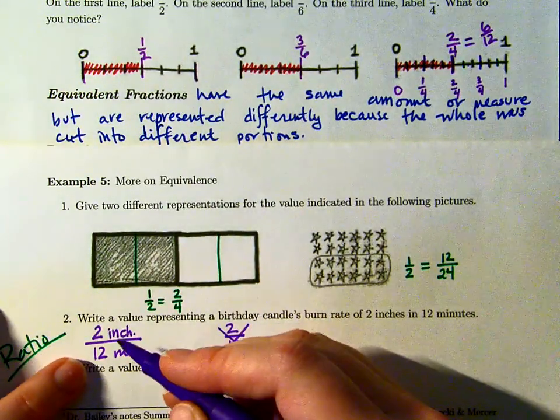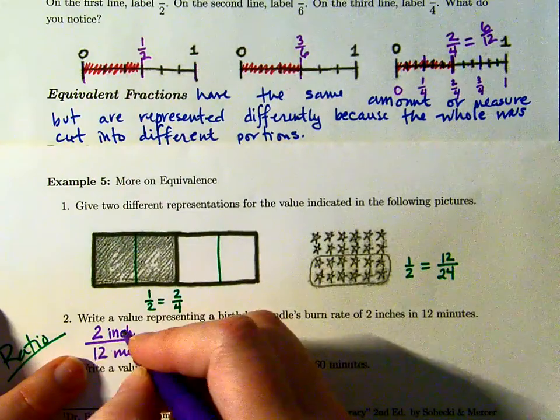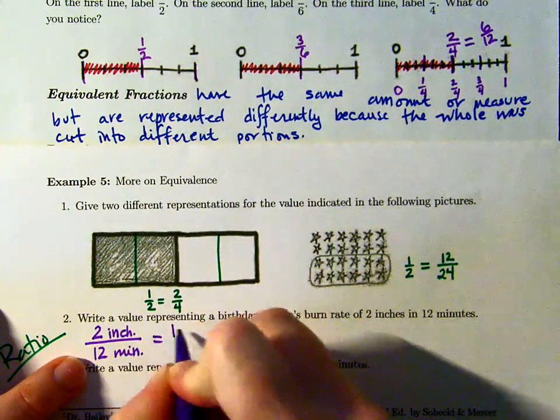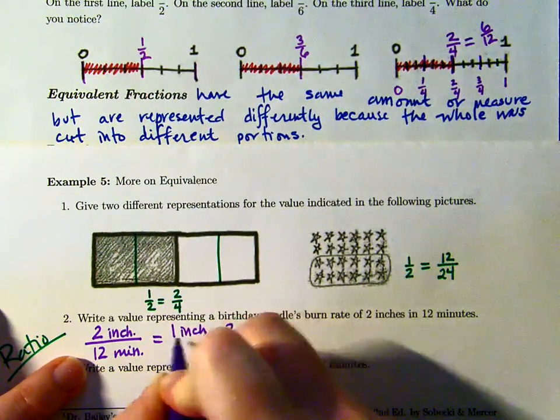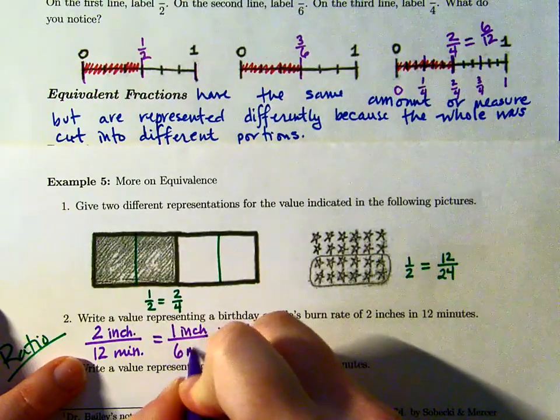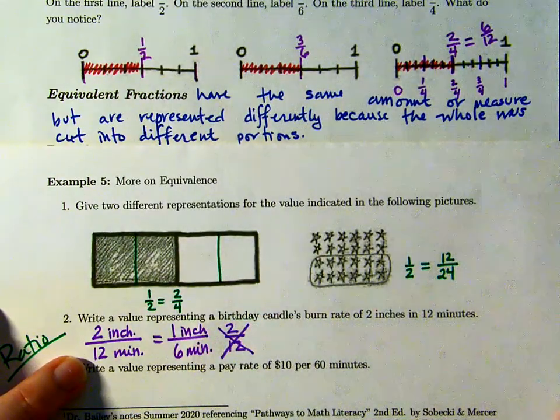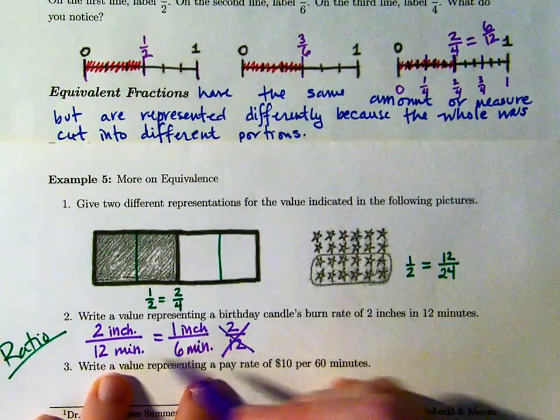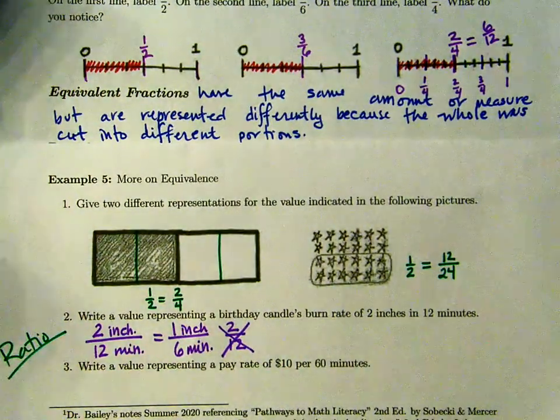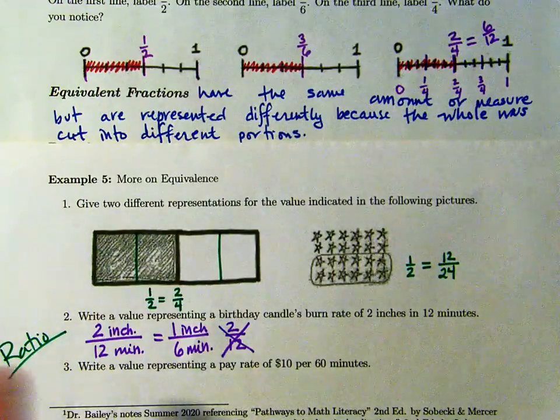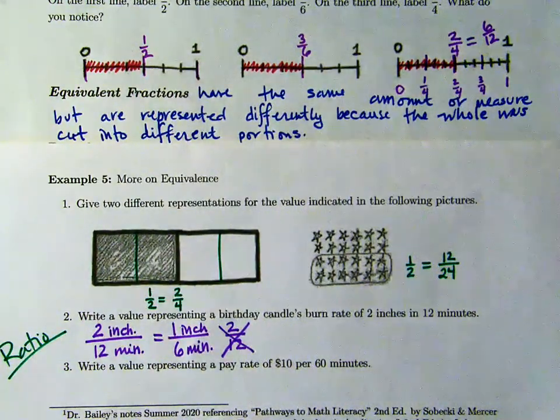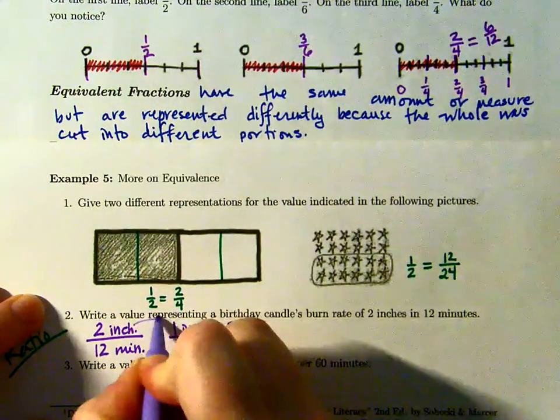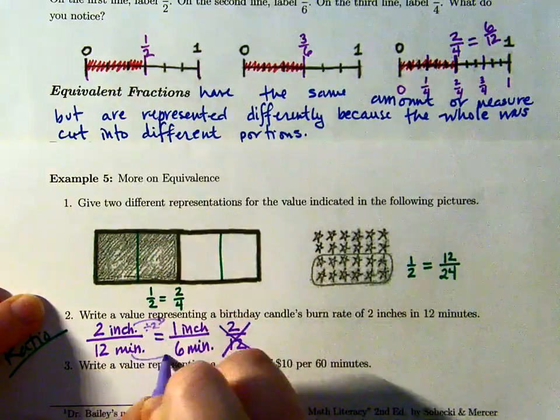Now, this will work as an equivalence. If it's 2 inches in 12 minutes, then it's probably 1 inch for every 6 minutes, if it's a consistent rate. So it does work like equivalent fractions, where I scaled this down. I glued every 2 pieces into 1 by scaling down like this.